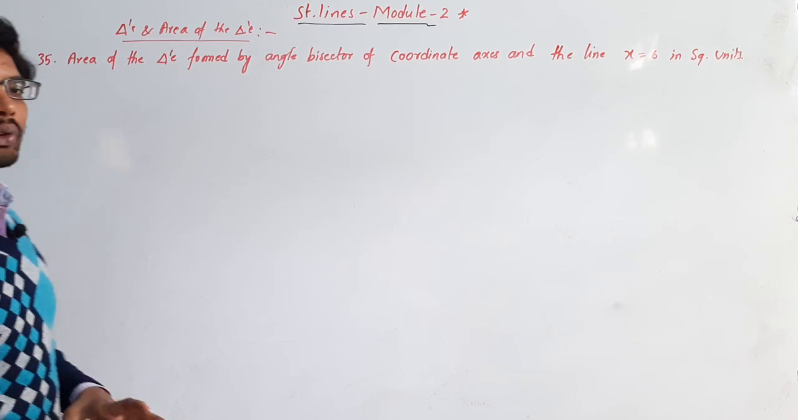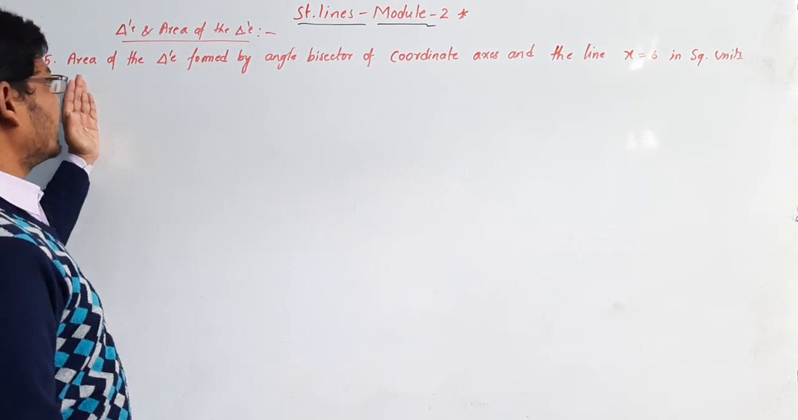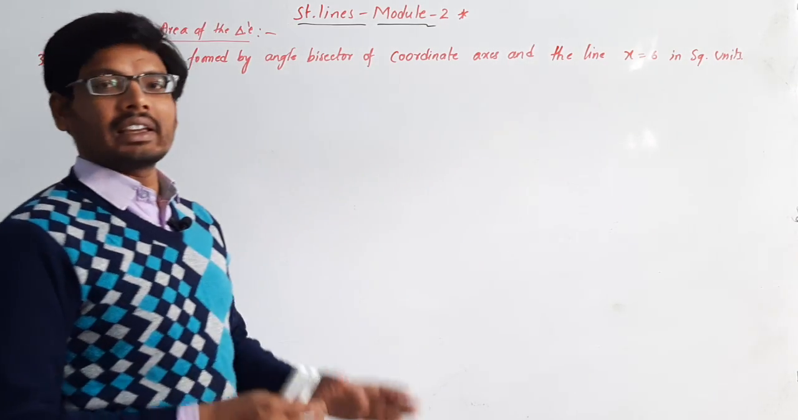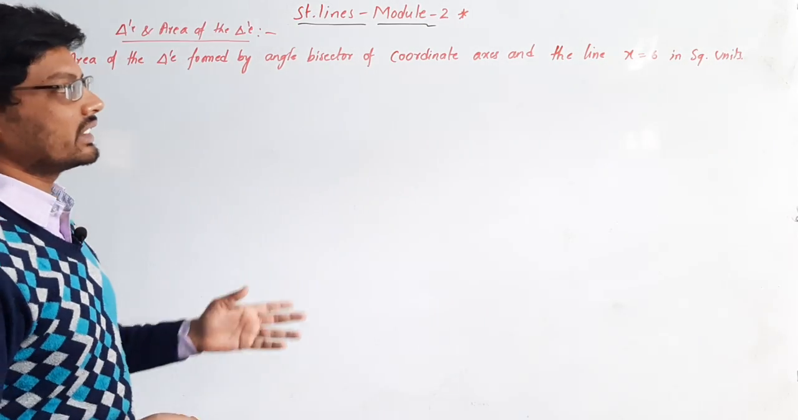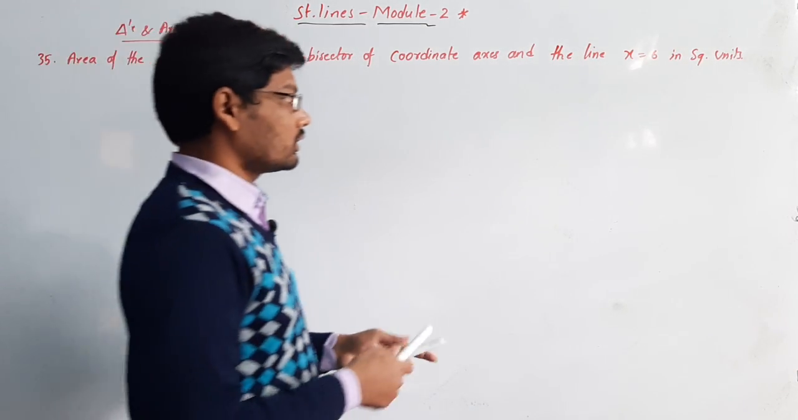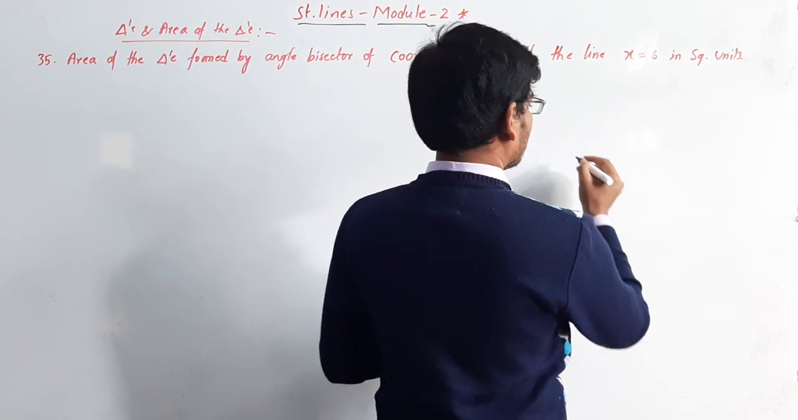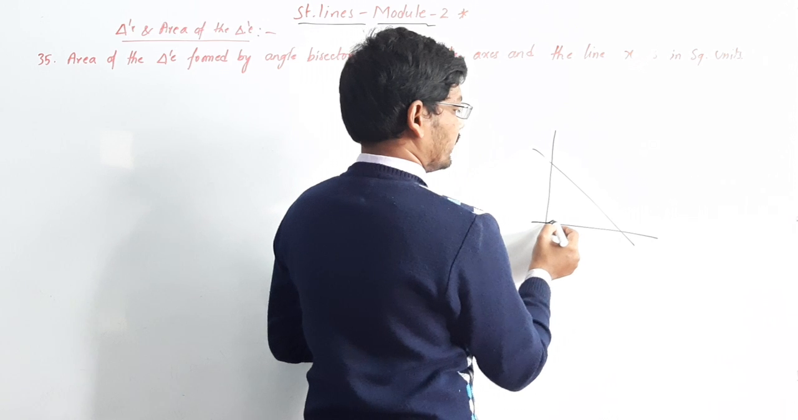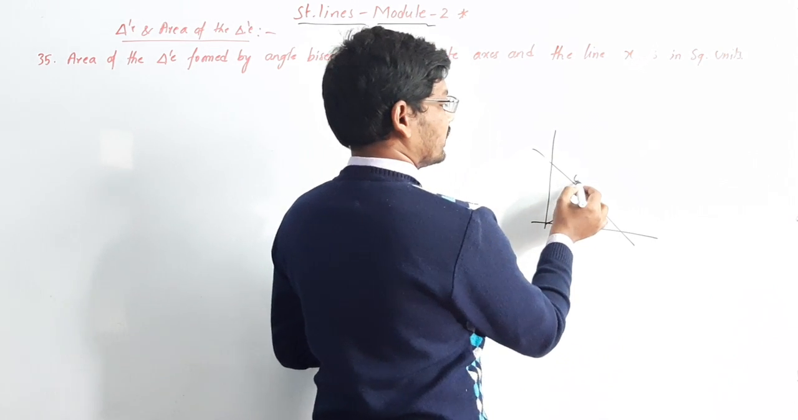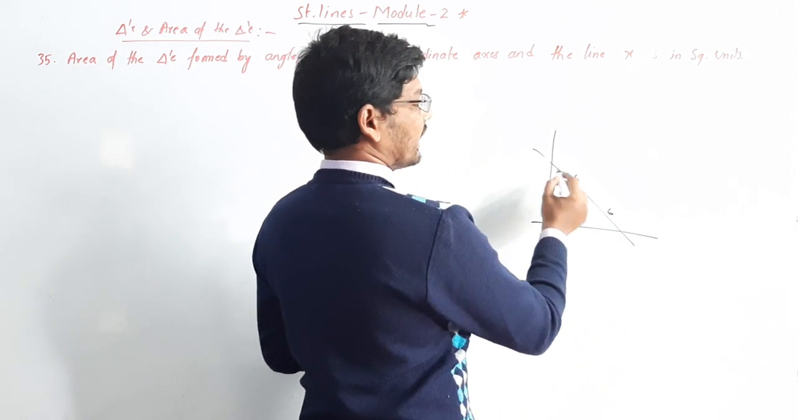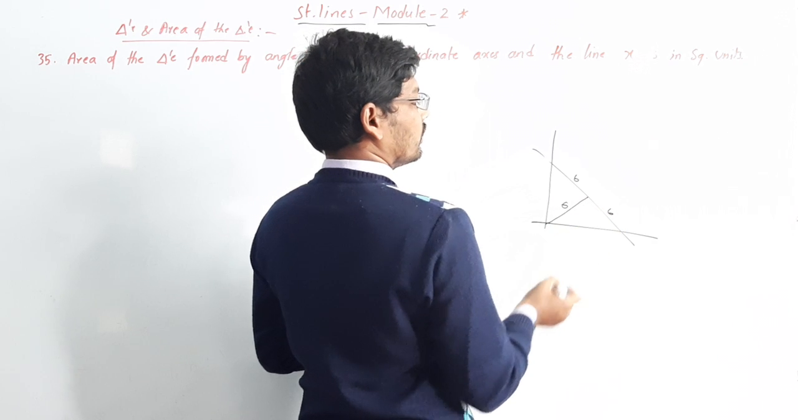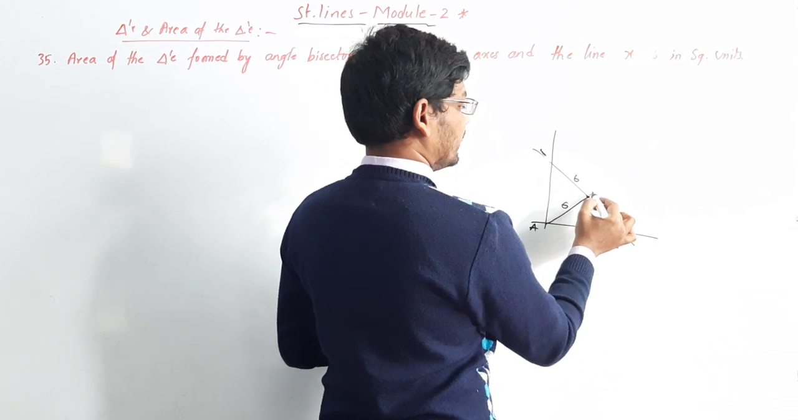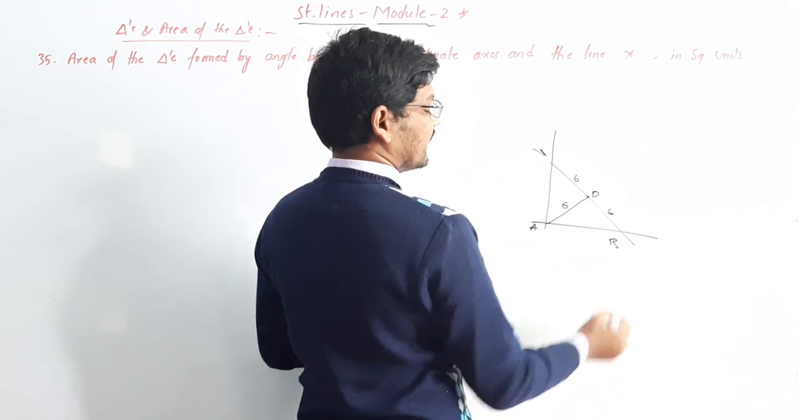He is given, the question is the 35th question. Area of the triangle formed by the angle bisector of coordinate axis and the line x is equal to 6 here. Let us take, I am assuming this is a line here. From here to here the distance is 6. So, this will be 6 here, this will be 6 here. Angle bisector is nothing but here. So, this is A, B, C and the point is D here.